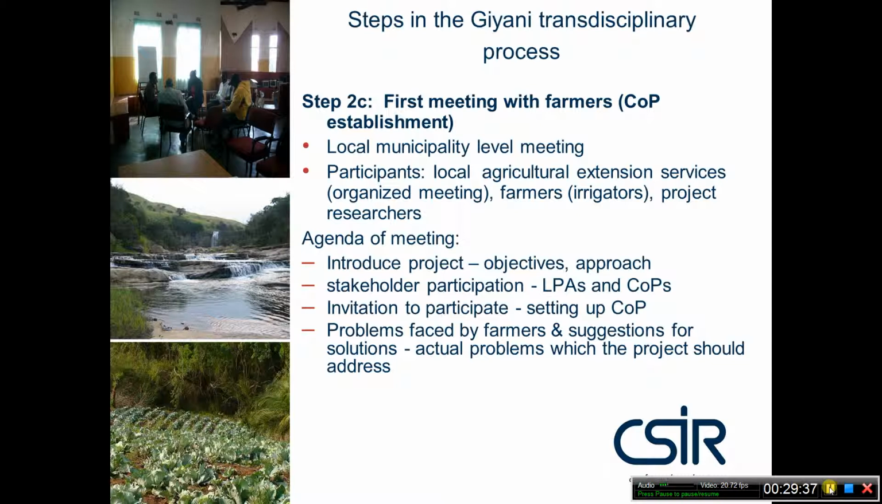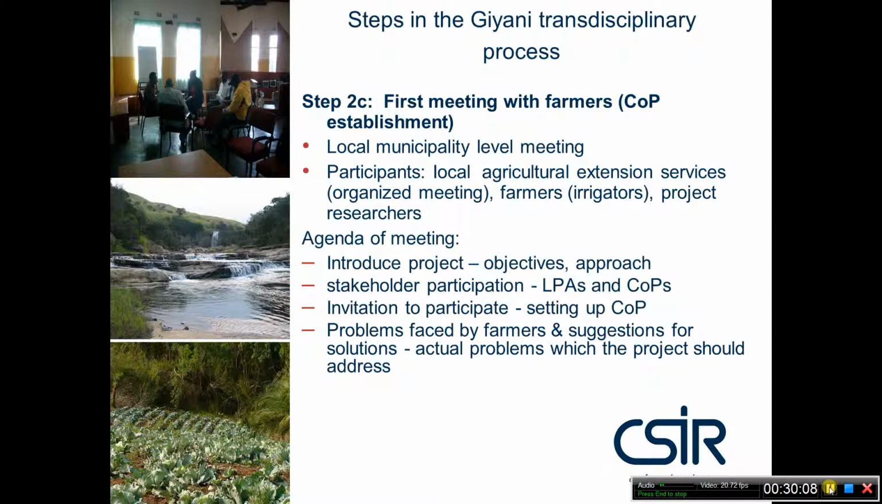The farmers meeting was held a day after the district level stakeholder meeting, and it was held at local municipality level. The participants were the local agricultural extension officers, those who operate at the municipal level, and these were actually the people who helped organize this meeting. The largest number of people in that meeting were the farmers, farmers who practice irrigation, and the project researchers.